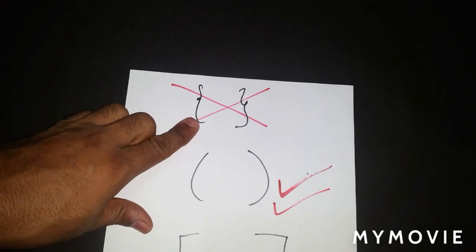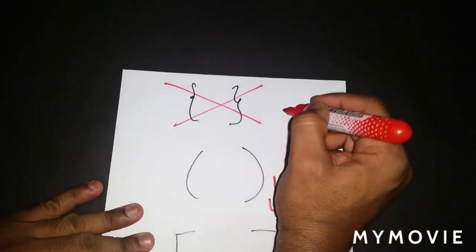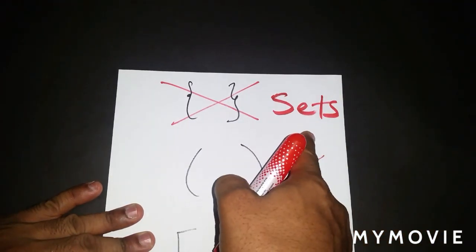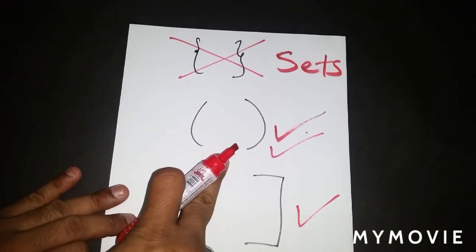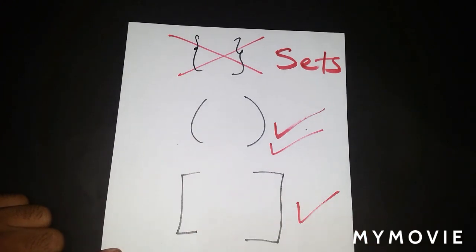So you never use curly brackets for matrices. Curly brackets are reserved for this topic, which you should have been familiar with, sets. So we're not dealing with sets, so we don't use curly brackets. We can use parentheses or square brackets, but parentheses are the ones I'm going to be using predominantly in this lesson. All right? Okay. Now, back to what we're talking about.